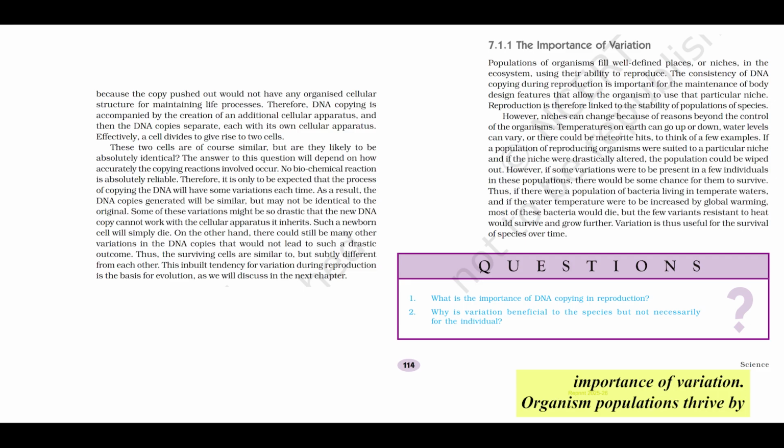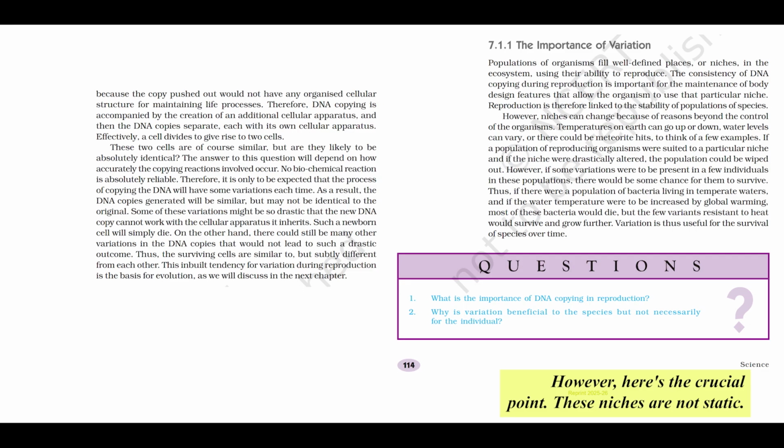Organism populations thrive by filling well-defined places or niches within an ecosystem using their reproductive capabilities. The consistency of DNA copying is indeed important, yes, for maintaining the specific body design features that allow an organism to exploit that particular niche effectively. Reproduction, therefore, is intimately linked to the stability of populations of a species within its specific environment. Okay, so consistency helps organisms fit their niche. Correct. However, here's the crucial point.